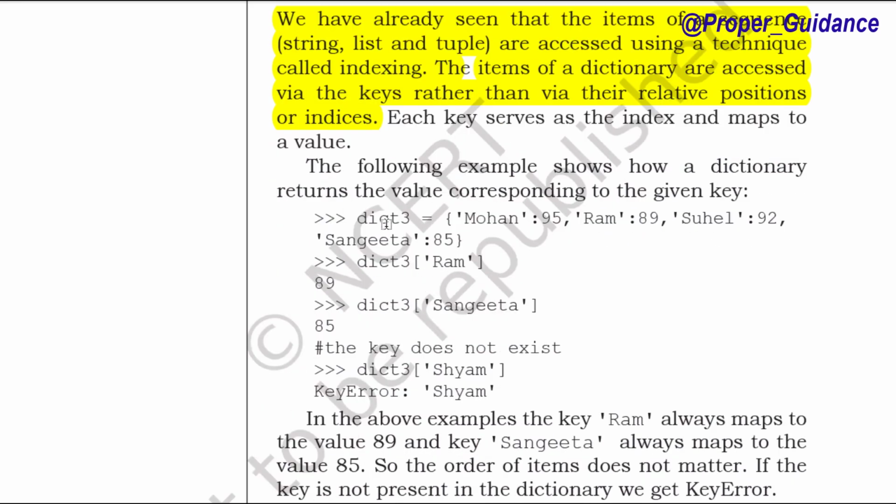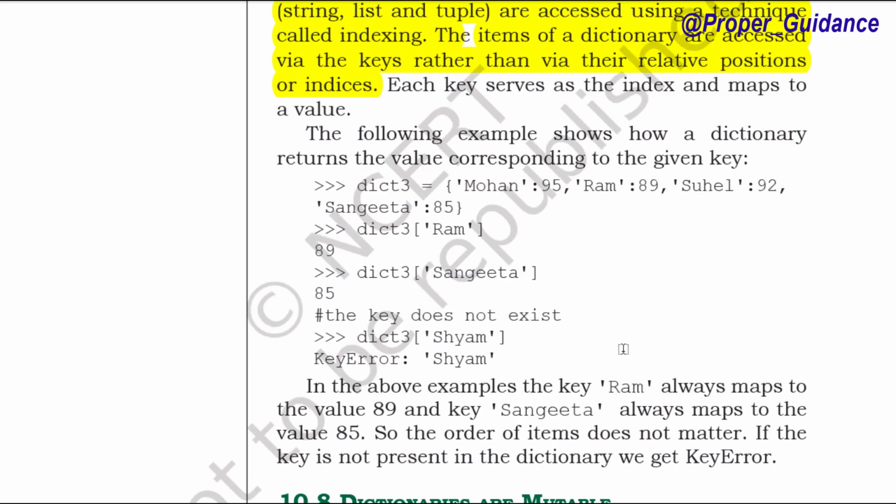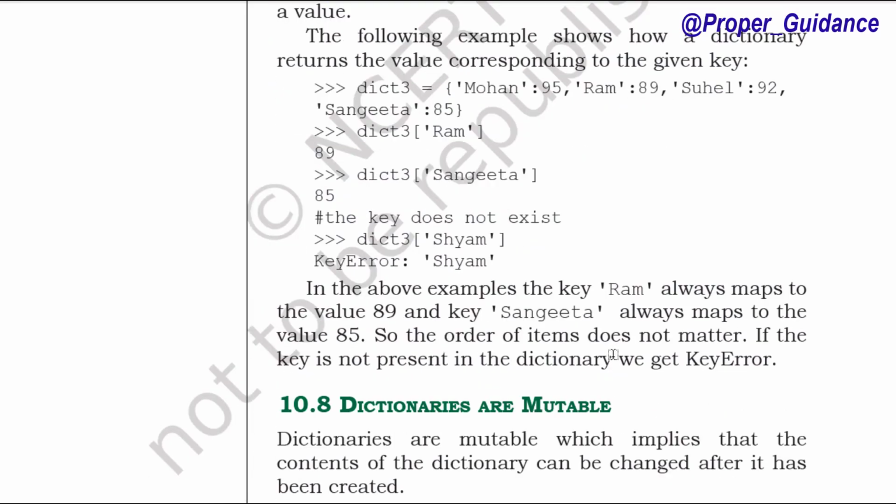See here, dictionary3 equals Mohan colon 95, Ram colon 89. So this is this thing. Dictionary3, Ram 89. This is the key. Key elements are Mohan, Ram, Sohail and Sangeeta. These are the key elements, and for these particular keys, there is a specific value. For Mohan we get 95, for Ram we get 89, for Sohail we get 92, and for Sangeeta we get 85, right? So this is the technique to use key elements.